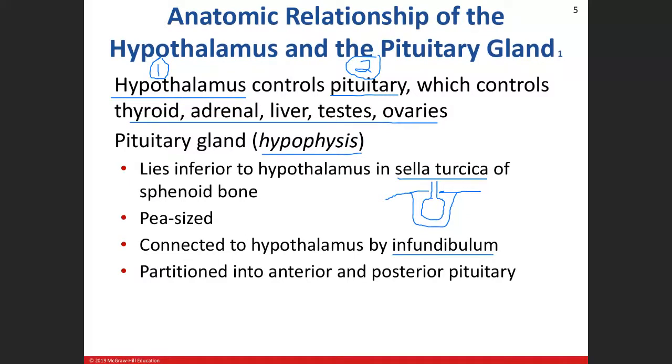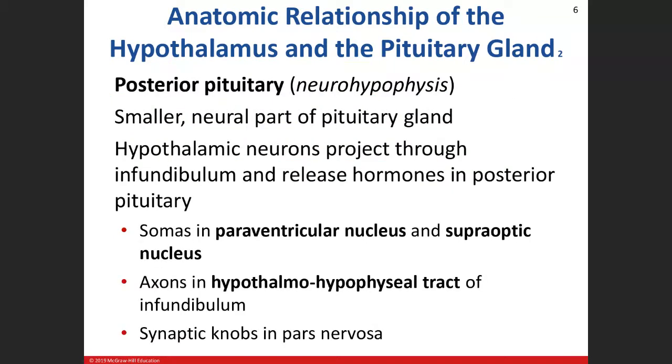Another name for the posterior pituitary, which you also need to know, is the neurohypophysis. Remember, the hypophysis is the name for the pituitary gland, and the posterior pituitary is known as the neurohypophysis. Therefore, that is considered to be the neural part of the pituitary gland, which I'll explain in a second.